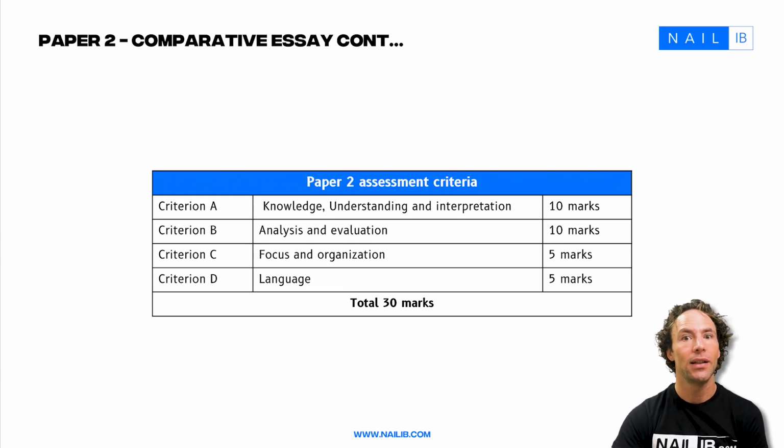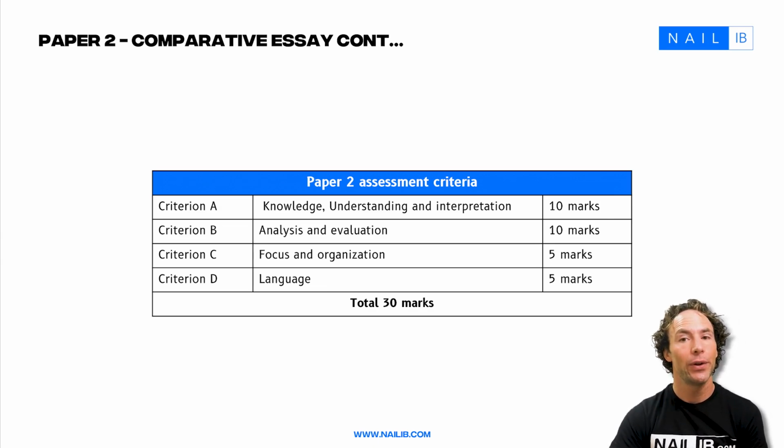Criterion B, the analysis and evaluation, again the 10 marks, is where we need to demonstrate our analytical skills by critically evaluating the similarities and the differences between the two works. And it's also here where we'll look at the authorial choices, the narrative techniques, the thematic elements, so that we can provide true insight and interpretations and evaluations of the text.